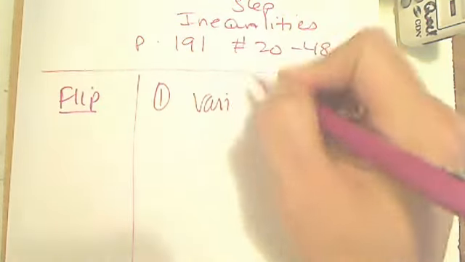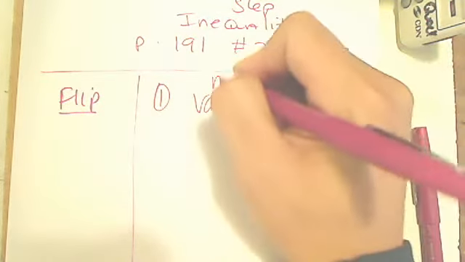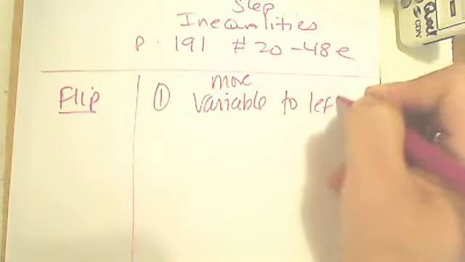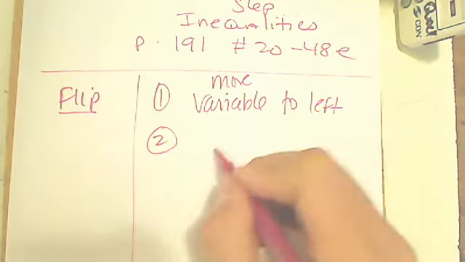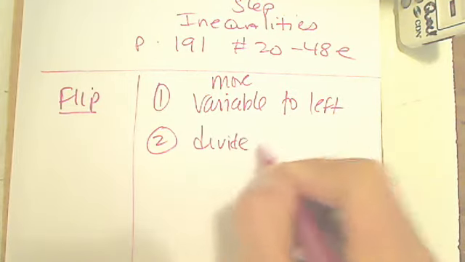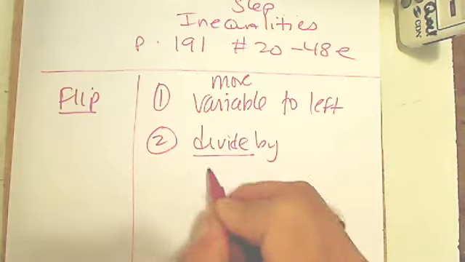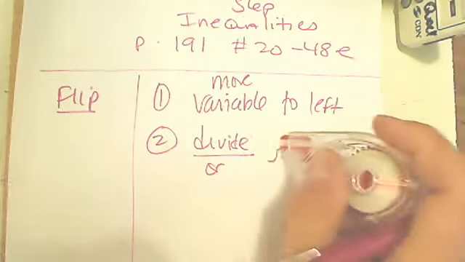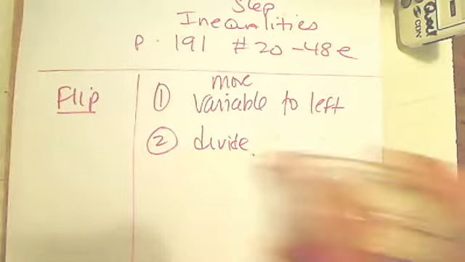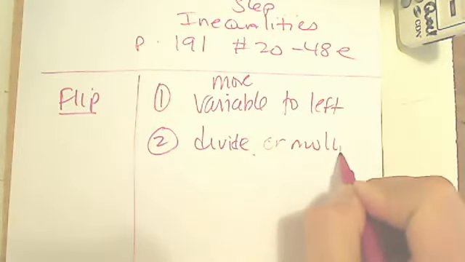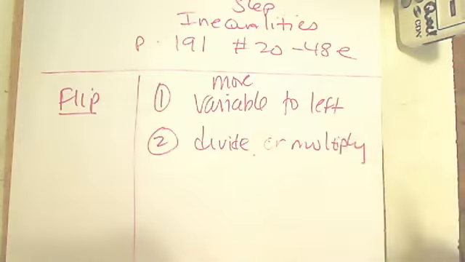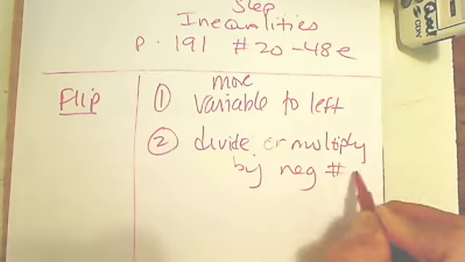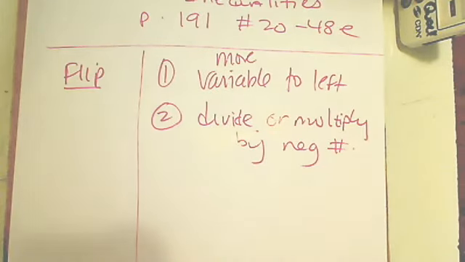Okay, so let me write this down first. You're going to be moving the variable to the left, and then you're going to divide or multiply by a negative number. That's the only time that you will ever flip the sign. This rule does not go away. It keeps going until, like, geez, calculus.